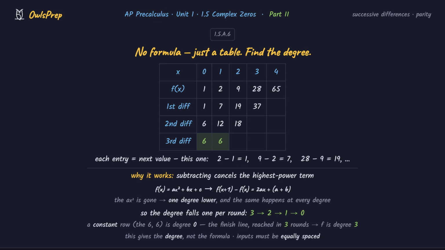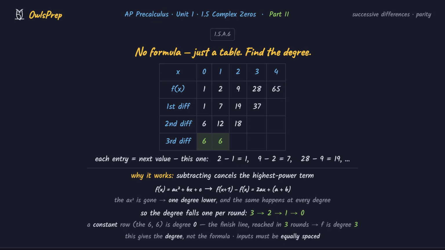Subtract each one from the value after it. 2 minus 1 is 1. 9 minus 2 is 7. 28 minus 9 is 19. 65 minus 28 is 37. That new row, 1, 7, 19, 37, is called the first differences.